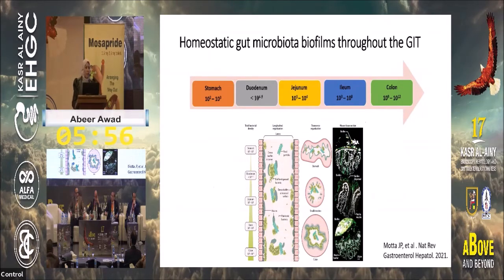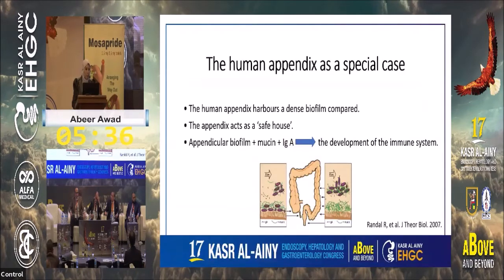The homeostatic gut microbiota biofilm throughout the GIT. Over the landscape of our GIT, the microorganisms increase when we reach the colon. The mucus layer at the mucosal surface changes from a gel-forming type into a more loose form at the small intestine.